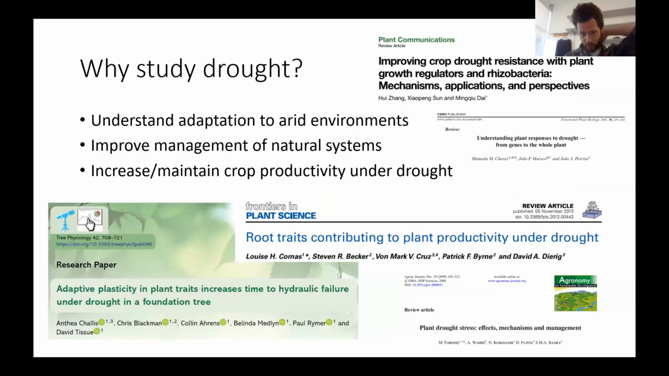It's not all gloom and doom, of course. As researchers, we're in the business of trying to understand how plants are adapted to drought, and also to improve, through experiments, which I'll get onto in a minute, I promise, the management of natural systems and the productivity of crops. And here's a bunch of papers that basically have attempted to do this.